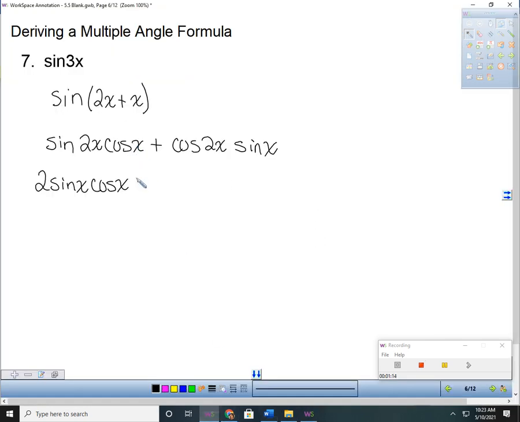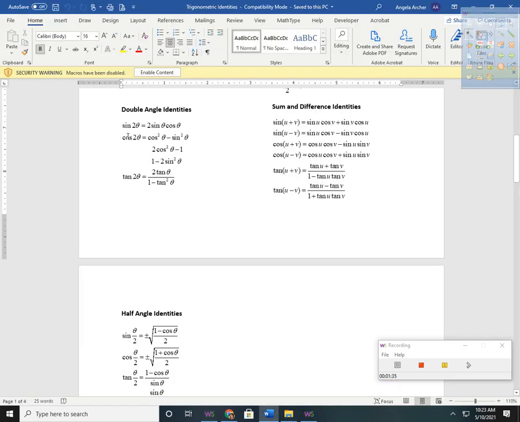And then I have the cosine x. Same thing with the cosine 2x. I can split that up into 1 minus 2 sine squared x and then times sine x. Now, I could have chosen a different one. There are multiple to choose from for your double angle cosine.